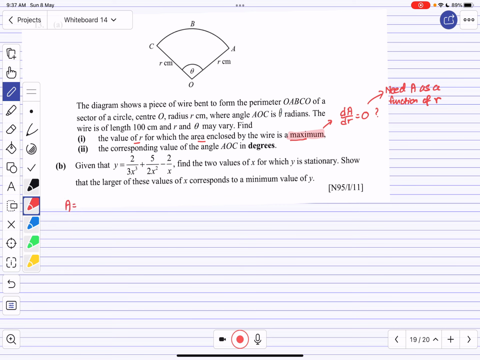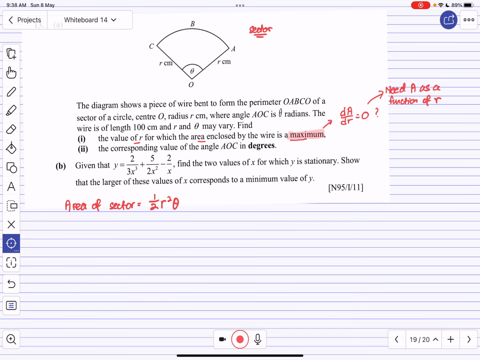So we now look at how we can determine A in terms of R. Now this is a sector, so recall that the area of a sector here is half R squared theta. Okay, so at the moment we don't have A in terms of R because there is a theta here that is forming a second variable. So what I want to do next is to sub away this theta, to put it in terms of R.